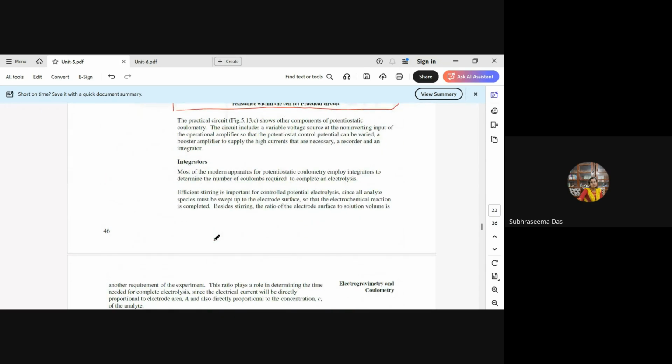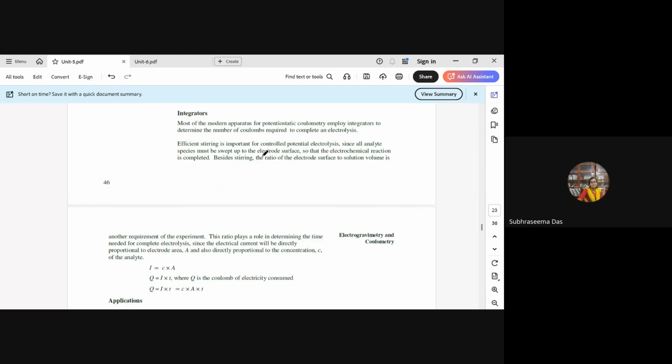The practical circuit shows the basic components of potentiostatic coulometry. The circuit includes a variable voltage source at the non-inverting input of the operational amplifier so that the potentiostat control potential can be varied, and a booster amplifier to supply the high currents.